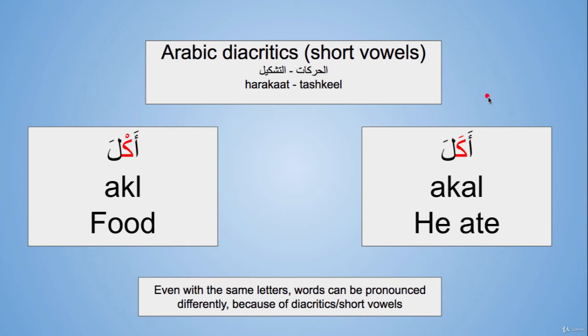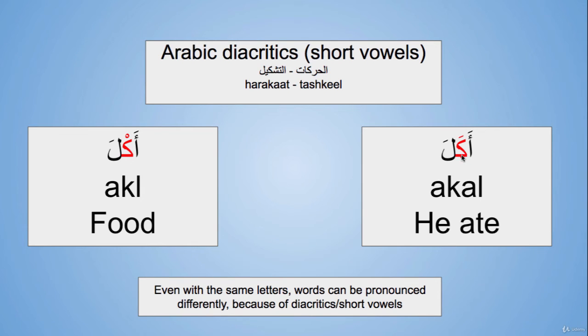Let's take an example here. Here is a word, akala, which means he ate in Arabic, and there is another word, akl, which means food. Both of these words have the same letters, alif, kaf, lam, but the pronunciation is different. So what makes it different?